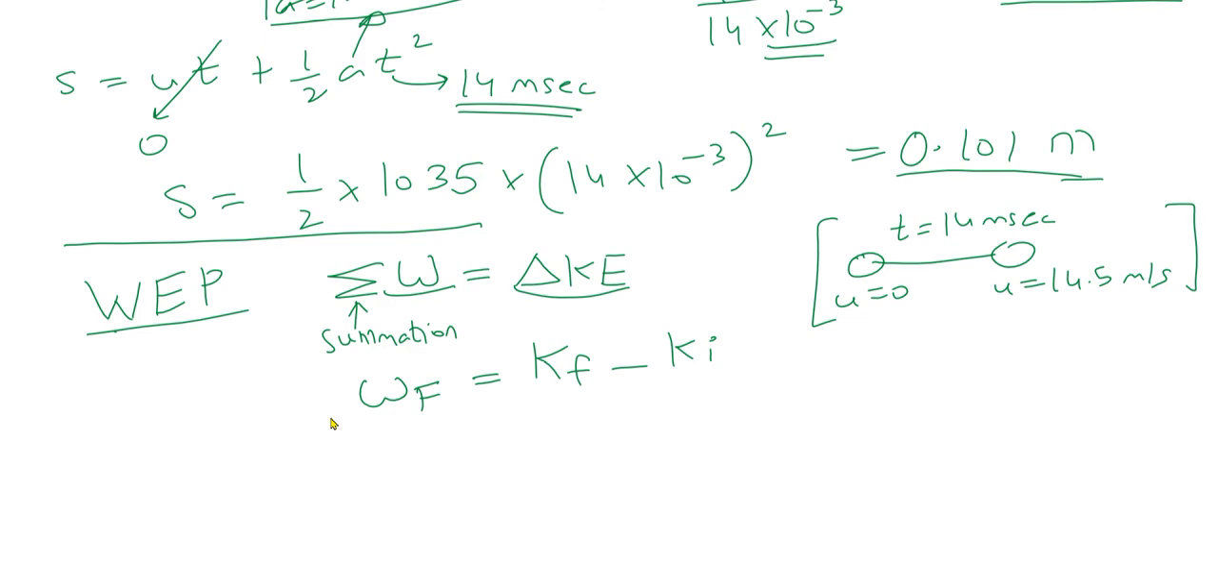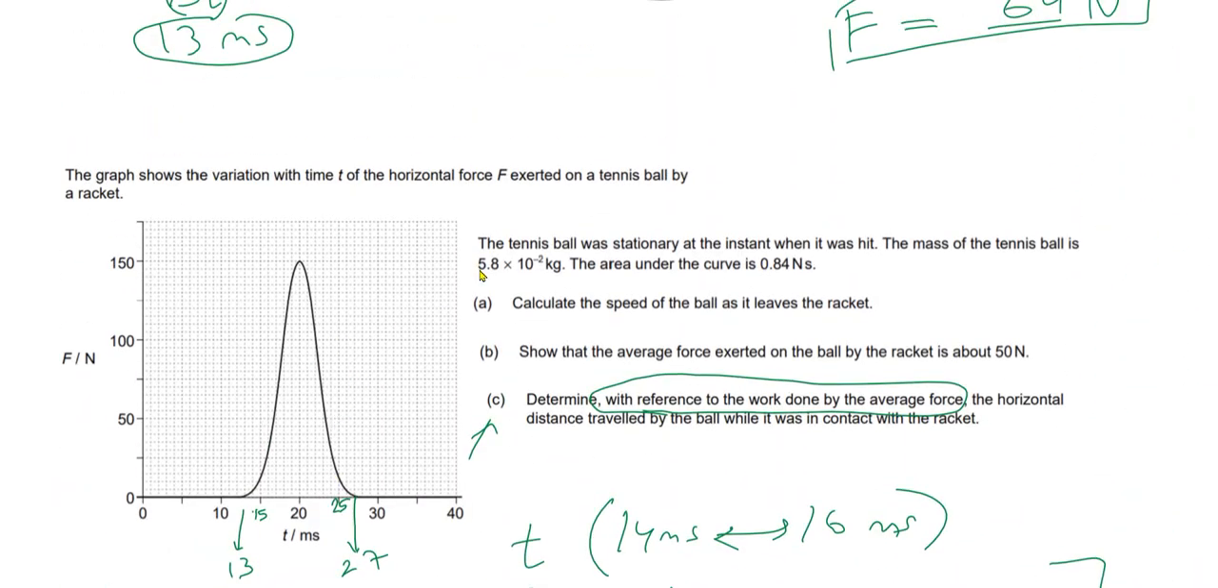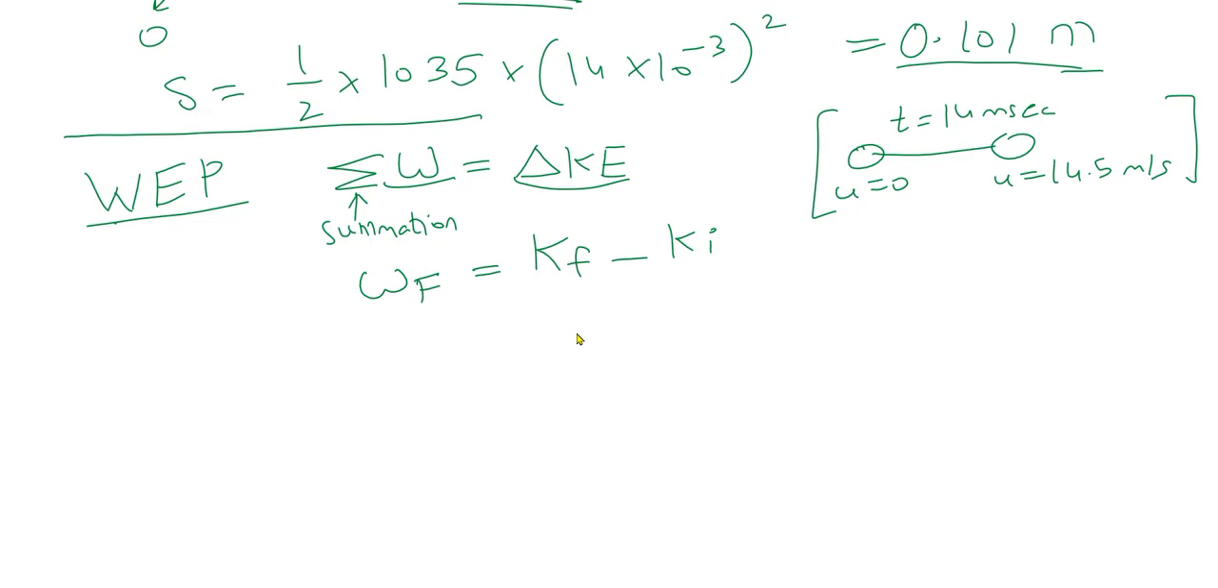Yes, sir. Now just tell me what will be the value of initial kinetic energy? Half mv square, right? So it'll just be half into m, the mass is 5.8 into 10 raised to the power minus 2. Yes. So what will be the initial kinetic energy? Half into m, the initial velocity will be 0, right? Yes, see, initial velocity is 0, so the initial kinetic energy is 0.